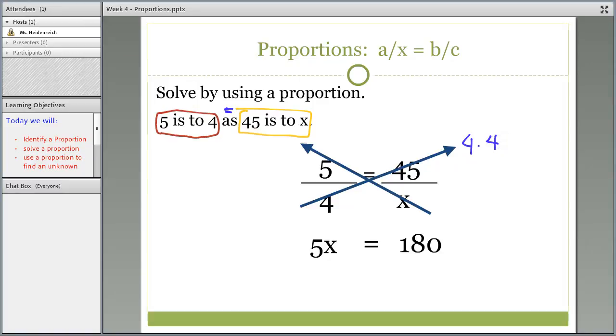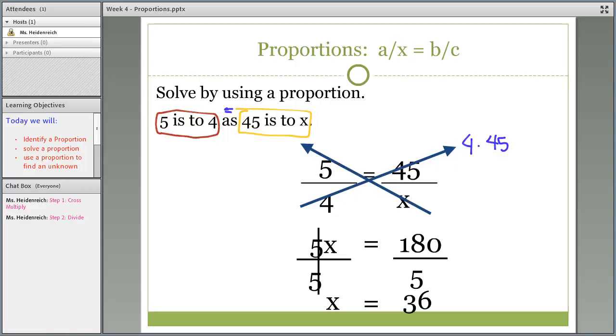Whoops. I'm thinking while I'm writing. Okay, so 4 times 45 is 180. And at the very end, we're going to divide by 5 on both sides to get that x alone. That's going to get rid of the 5 that's being multiplied to x, and I now have x equals 36. So I'm going to write some steps over here, which always will work when you are solving a proportion. First, you cross multiply, and then you always divide at the end. That's always the way it ends up working out.